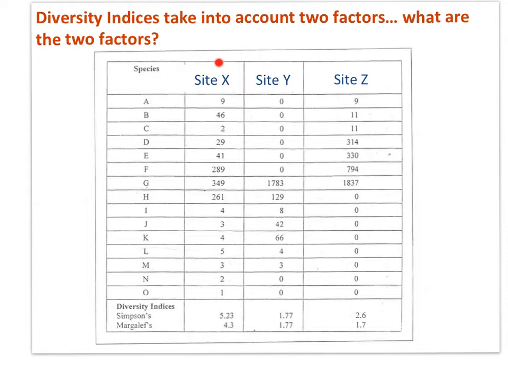You can see site X is the most diverse because it has the most species by far. But site Y and Z each have 7 species, and each site is dominated by 1. But site Z is slightly more diverse because the relative abundance is more evenly distributed, with the 2nd, 3rd, and 4th species represented in hundreds, which is not the case with site Y.